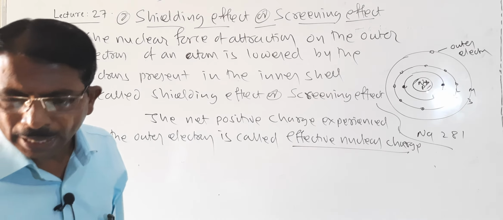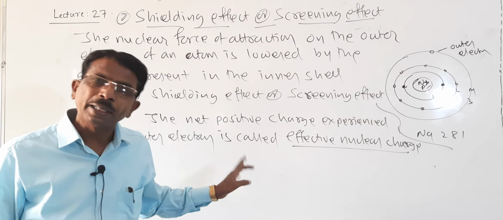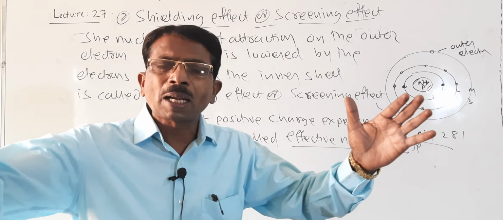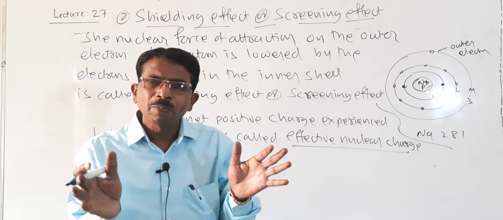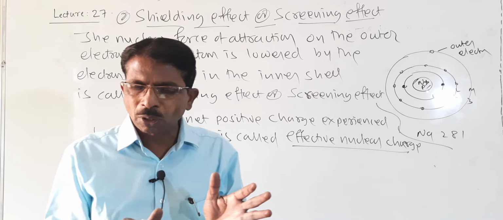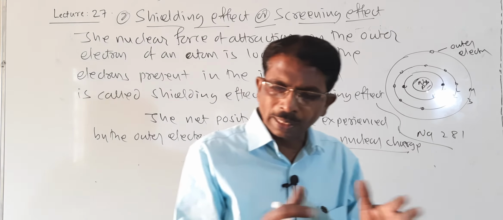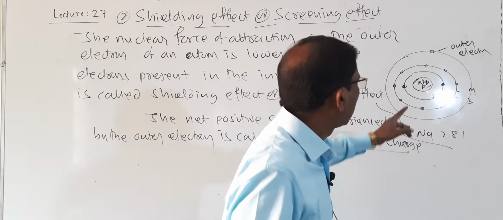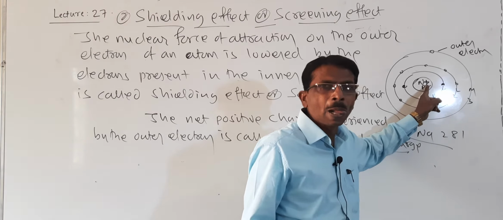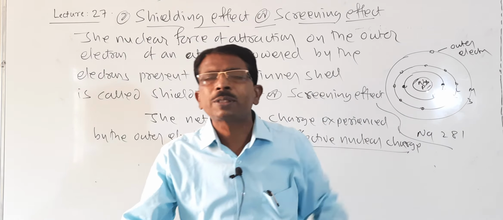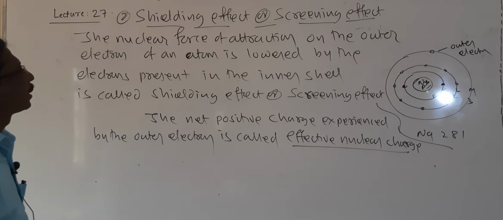Here the energy of interaction between the nucleus and the electron decreases as the size of the orbital increases. The energy of interaction between the electron and the nucleus goes on decreasing as the n value increases. So, this is about the shielding effect.